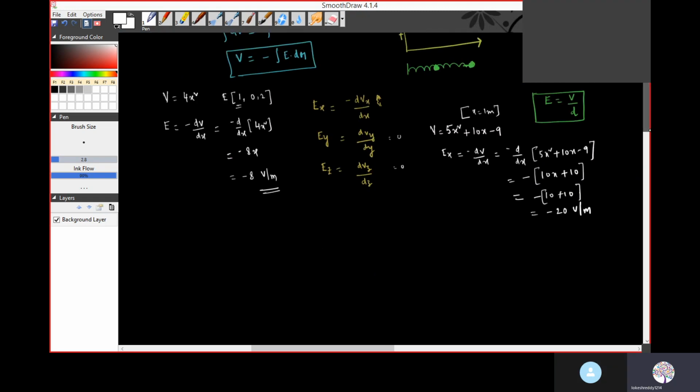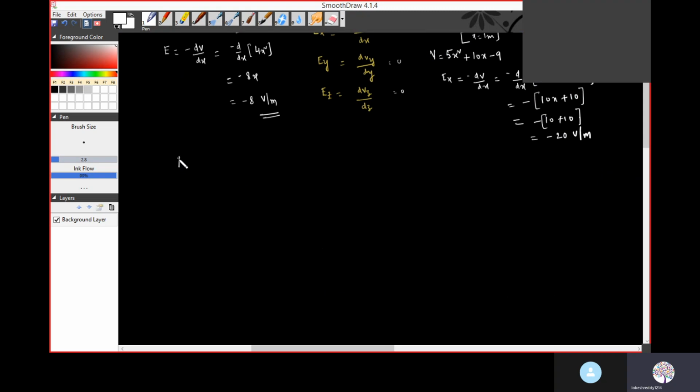Let us take one. V is equal to, a simple one I will give you, 4x plus 3y. Then the electric field along the x-axis is equal to minus dV by dx, that is minus d by dx of 4x plus 3y. Only x we can differentiate, so this term is minus 4 i cap, because this is like Ex.